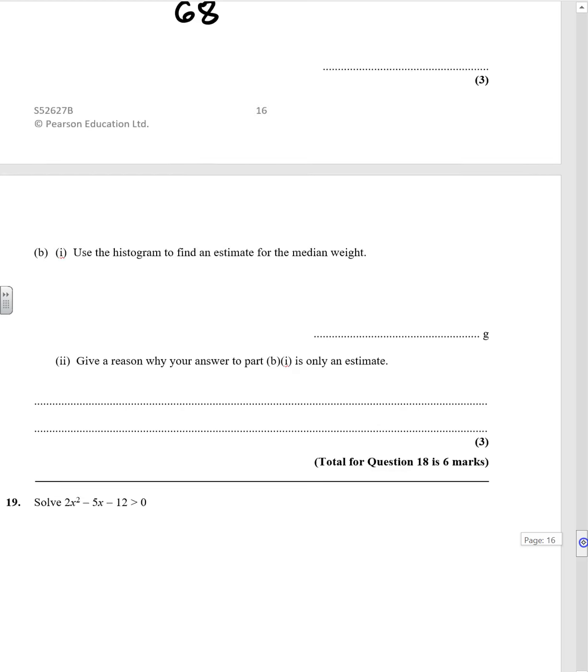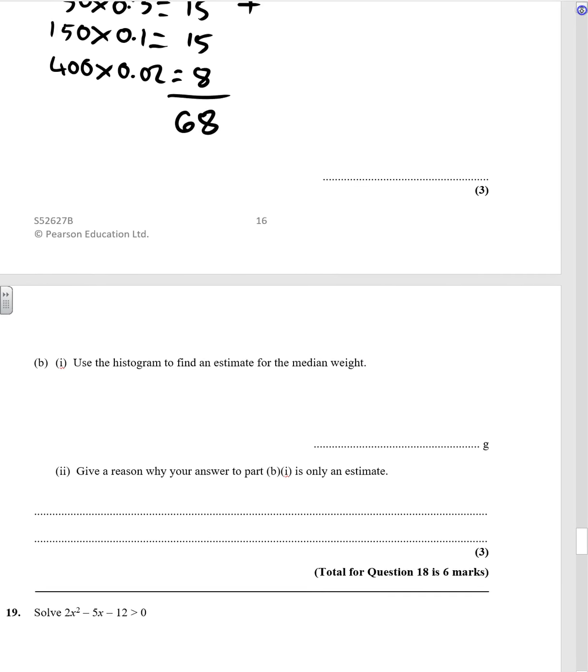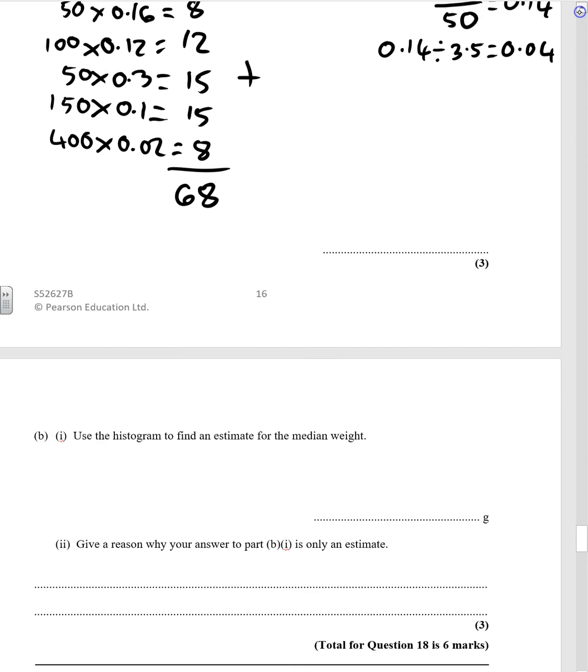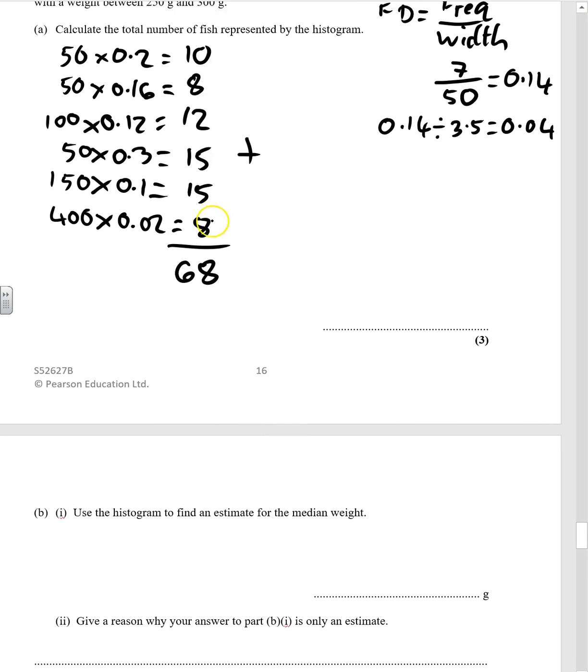Now, over the page we need to use the histogram to find an estimate for the median weight. Okay, well, the median weight is going to be the weight in the middle. Now, we've got them in order, and we know we've got 68, so actually we are looking for the 34th fish. Some people add 1, so it'll be the 34th, so it's actually between 34 and 35. But let's have a look.